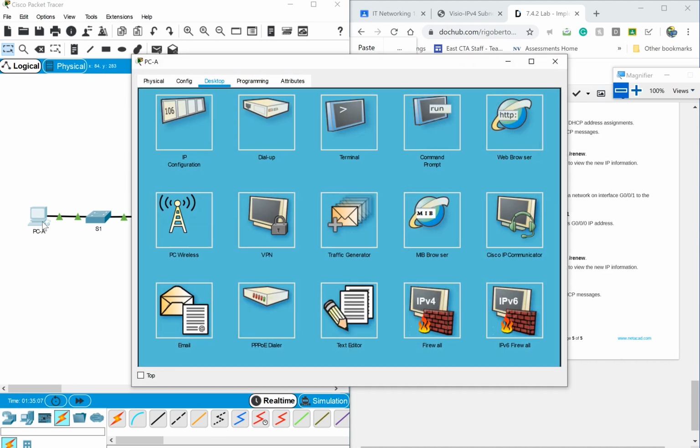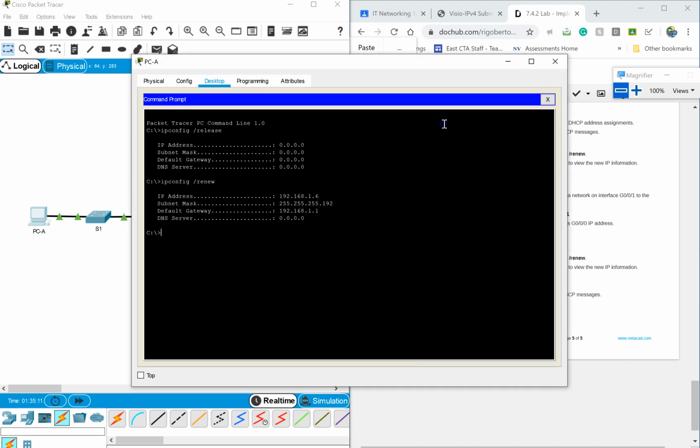So, if I remember correctly, it was 102. Ping 192.168.1.102. Will it work? Did I get the IP address correctly? I'm going off of memory again. Ha, there it goes.